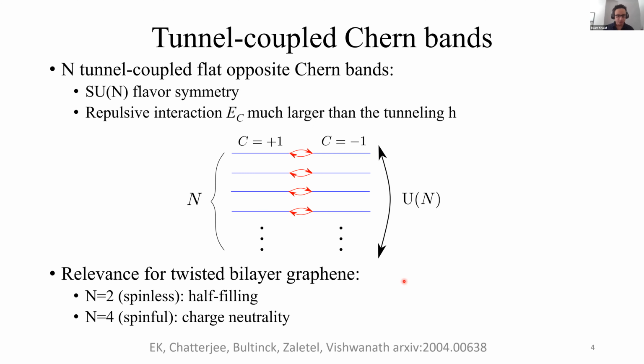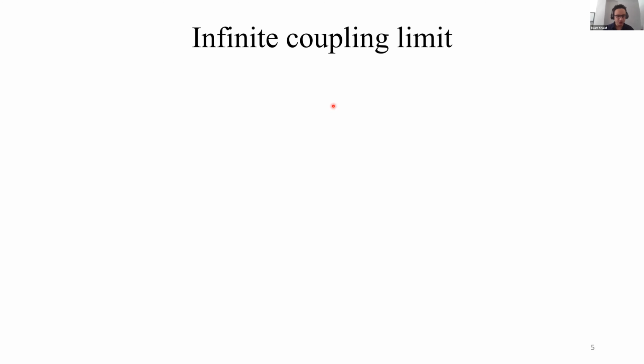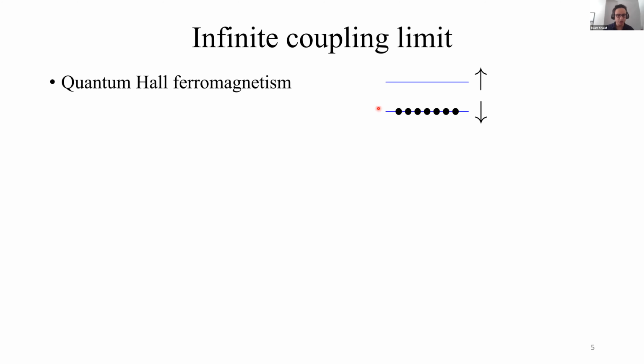So the first thing to try to understand about this problem is to just look at the infinite coupling limit. So switch off this tunneling. In this case, we can relate this problem to a much simpler problem by just looking at one Chern sector. One Chern sector in the simplest possible setting, n equals 2, is just a quantum Hall ferromagnet. If we take a quantum Hall system that is spinful, we half fill it, and we have a repulsive interaction, the ground state is a ferromagnet. So the system spontaneously selects the spin direction that fills, and it fills it.